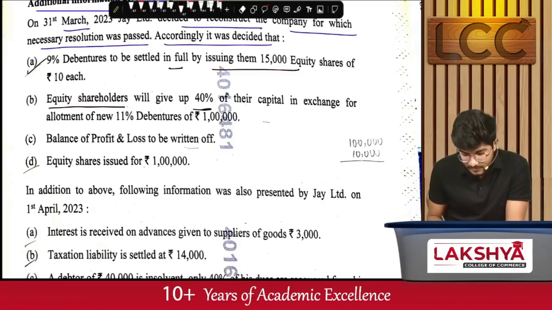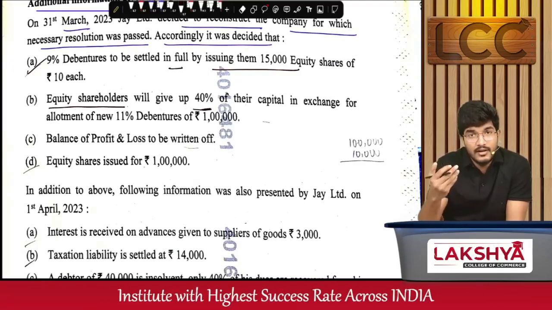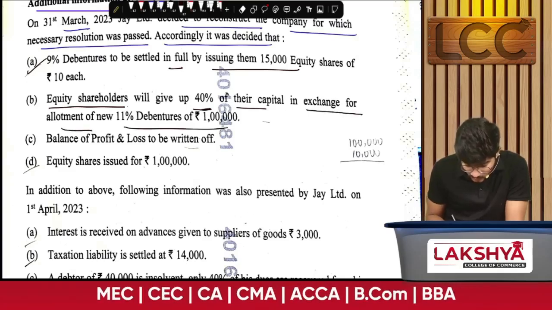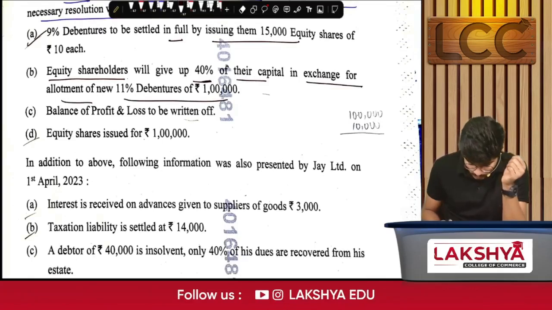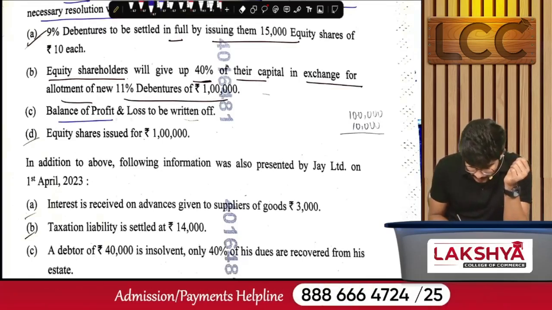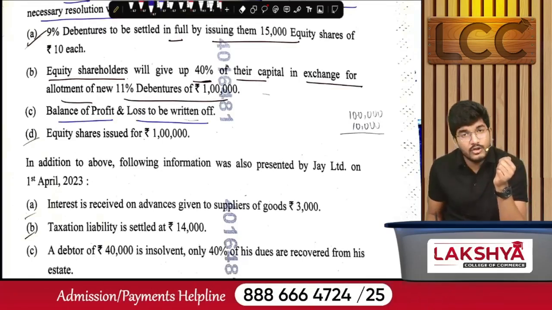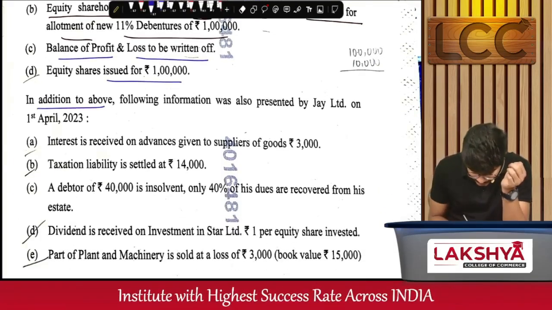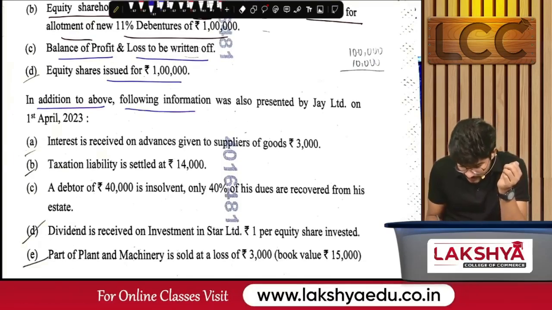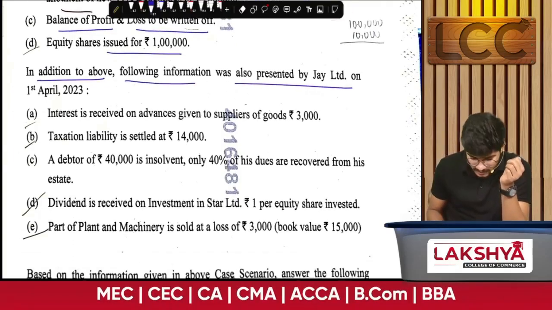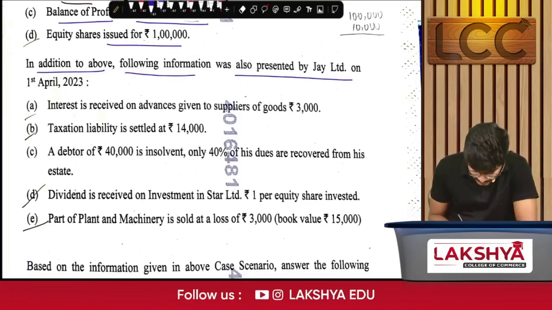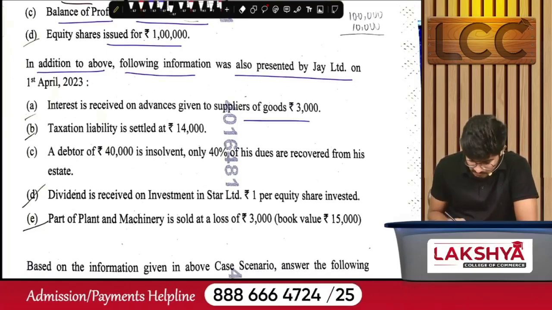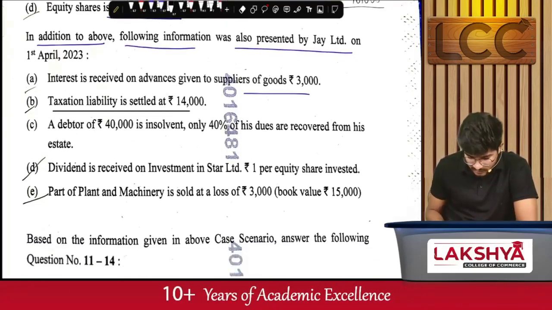Equity shareholders will give up 40% of their capital in exchange for allotment of new 11% debentures of rupees 1 lakh. Next, the balance of profit and loss account to be written off. Equity shares issued for rupees 1 lakh. In addition to the above, the following information was also presented by J Limited on 1st April 23. Interest received on advance given to supplier 3,000. Okay. Taxation liability settled 14,000.